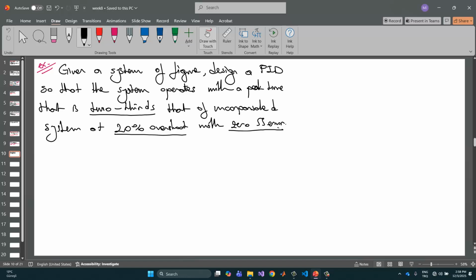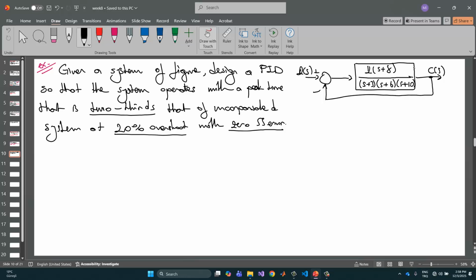Okay. And so our system is R(s) minus 1, and we have the K proportional coefficient, (s plus 8) divided by (s plus 3)(s plus 6)(s plus 10). Okay? For this case, we have unity feedback, nothing more.